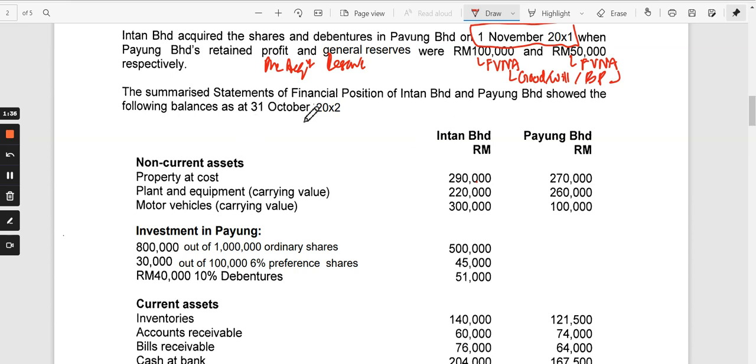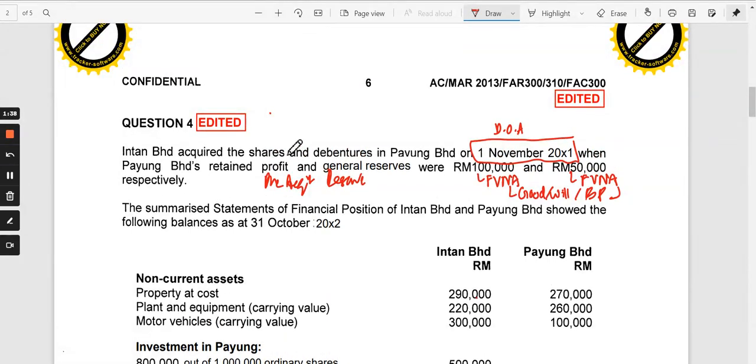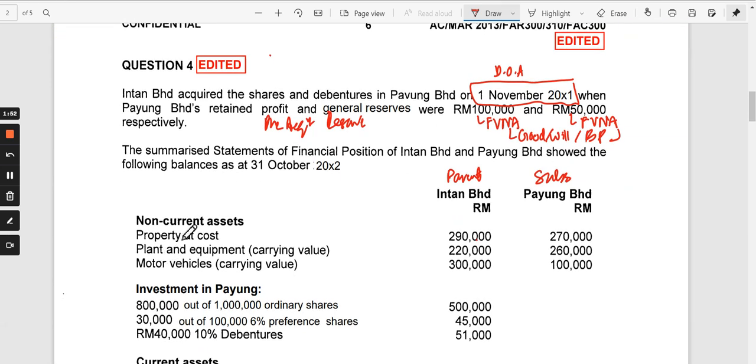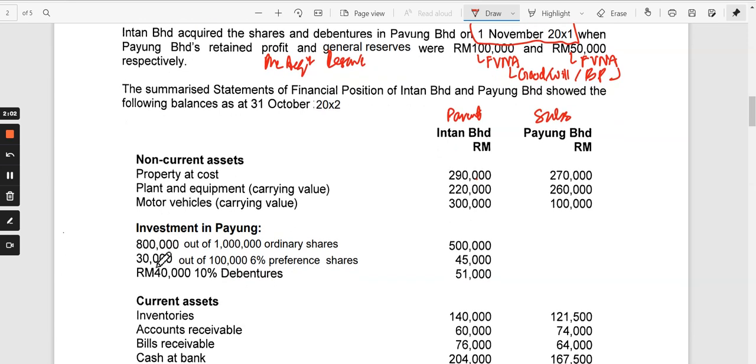Then you have the summarized statement of financial position of Intan and Payung, as at the 1st of December 20X2, and by now you know who is the parent and who is the subsidiary, because Intan is the one that acquired the shares. So this is the parent company and this is the subsidiary. You have the non-current asset. Remember these figures are very important because you are going to later prepare the consolidated statement of financial position.